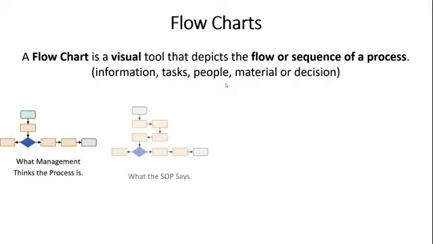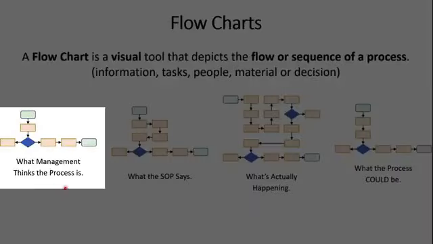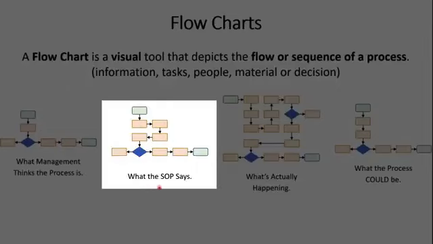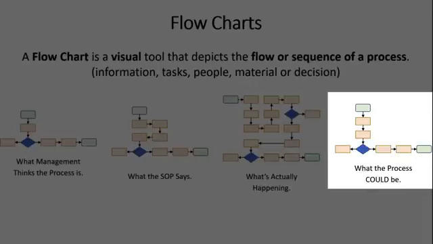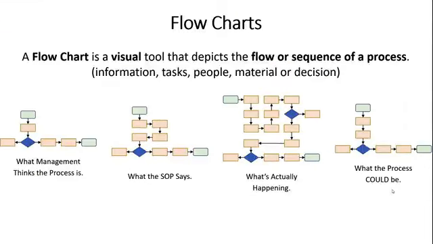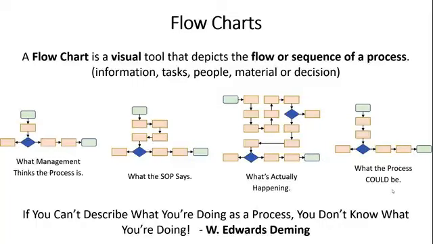And I love using this analogy. Oftentimes when we sit down to analyze a process, there's what management thinks is happening, there's what the procedure says is happening, there's what's actually happening on the production floor, and then there's what could be happening. And the beauty of a flowchart is it does just that. It gets everyone on the same page about what's actually happening. And I love this quote from Dr. Deming, who said, if you can't describe what you're doing as a process, you don't know what you're doing. And the best way to describe what you're doing is to use a flowchart. And that's why this tool is so powerful.